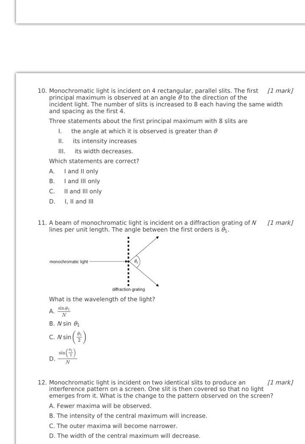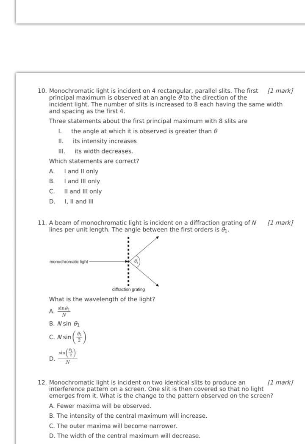Because the central maximum is the 0th maximum, the first maxima would be on either side of the central maximum. The first maximum is at an angle theta to the direction of the incident light. The number of slits is increased to 8, each with the same width and spacing as the first 4.